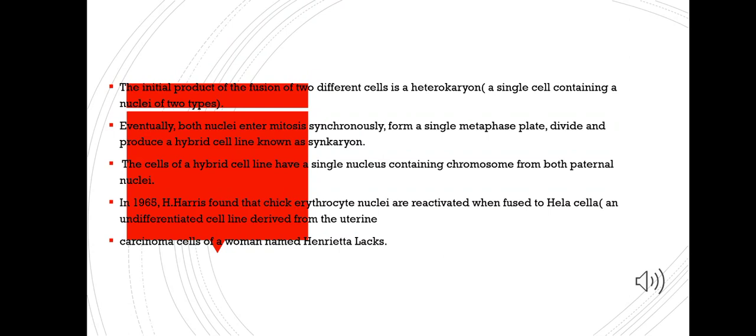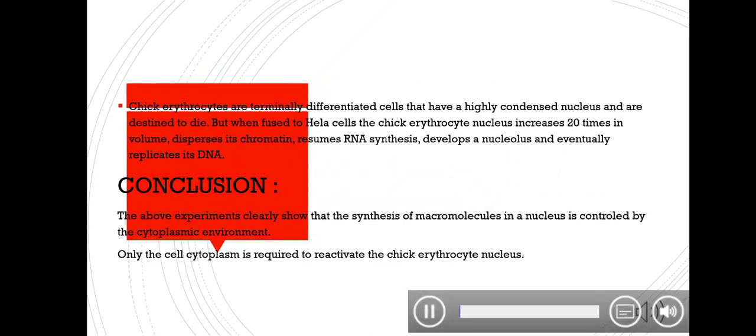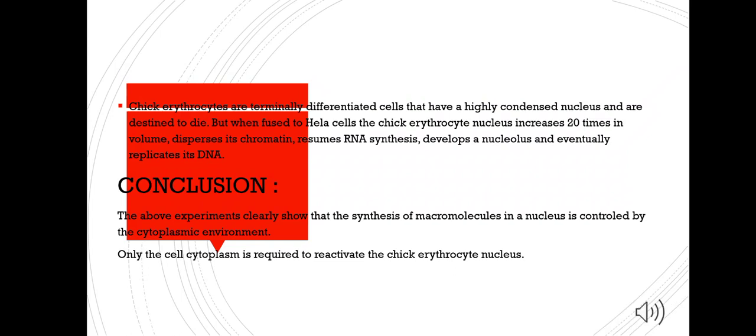In 1965, H. Harris found that chick erythrocyte nuclei are reactivated when fused to HeLa cells, an undifferentiated cell line derived from uterine carcinoma cells. Chick erythrocytes are terminally differentiated cells, and their nuclei are dormant in the HeLa cell. The chick erythrocyte nucleus increases in volume 20 times, its chromatin disperses, it resumes RNA synthesis, develops a nucleolus and eventually replicates its DNA.